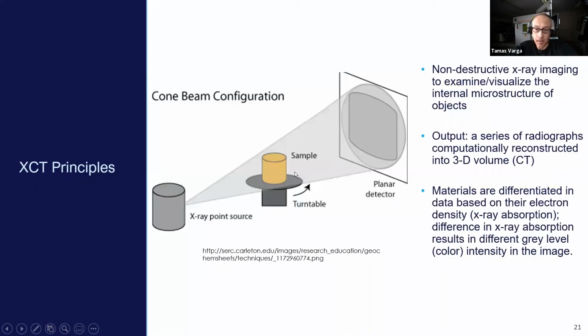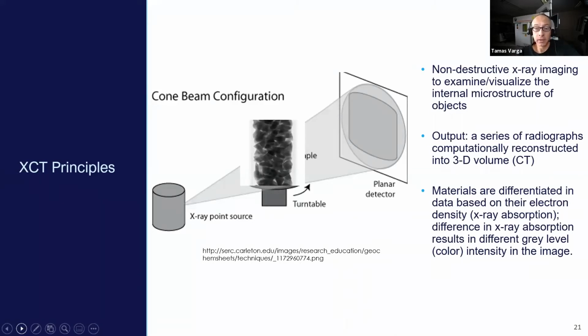XCT is a non-destructive X-ray technique to image and visualize the internal microstructure of objects. Here you can see a general concept for most lab X-ray systems. We put the sample in between an X-ray source and the detector on a rotating stage. And as shown here on this example of a sediment column, as the sample rotates a full 360 degrees, we collect thousands of radiographs on the detector, which is then computationally reconstructed into a 3D data set.